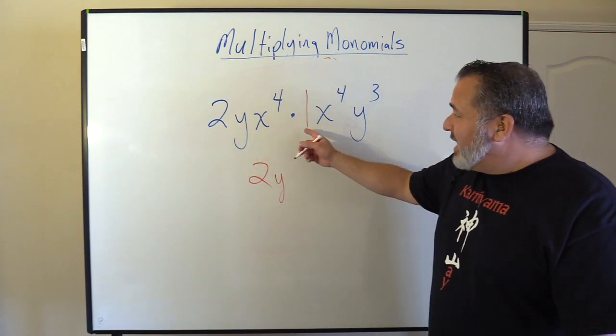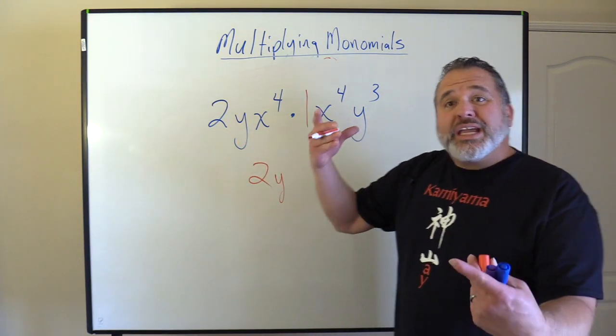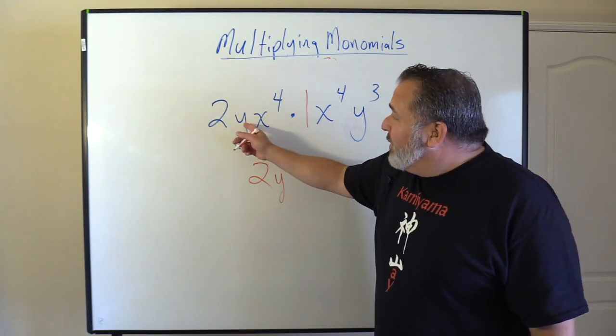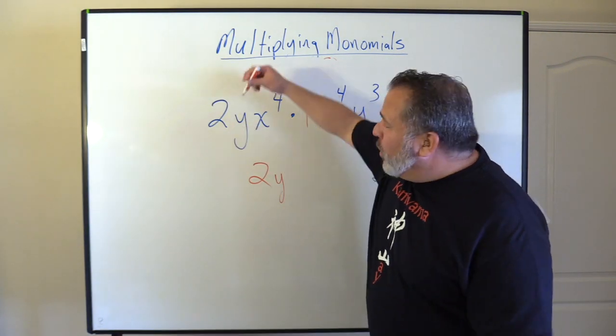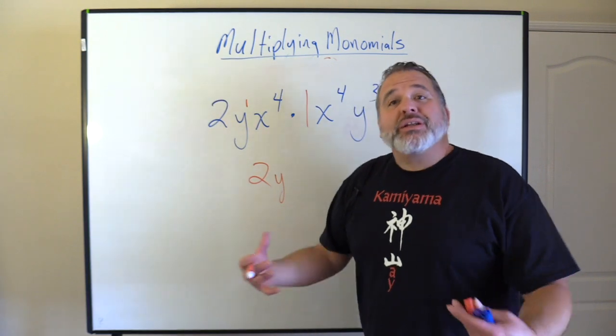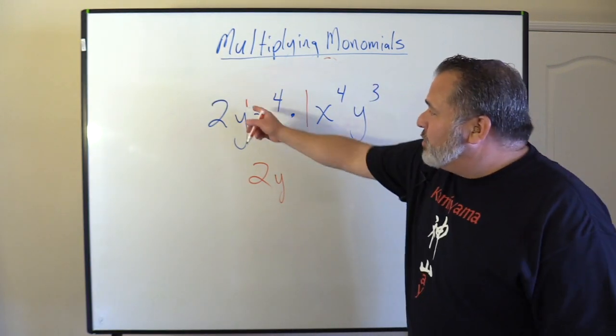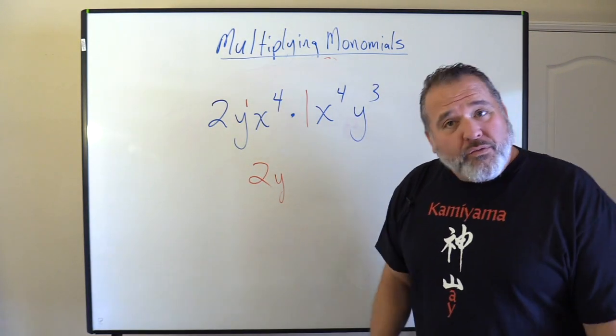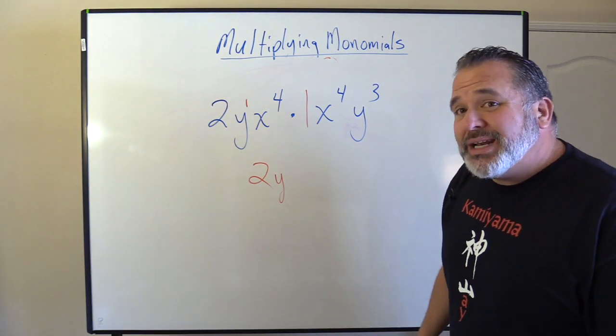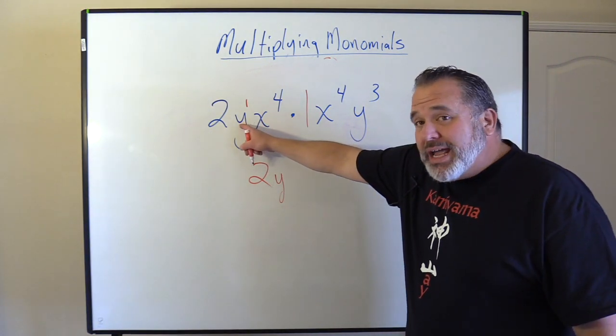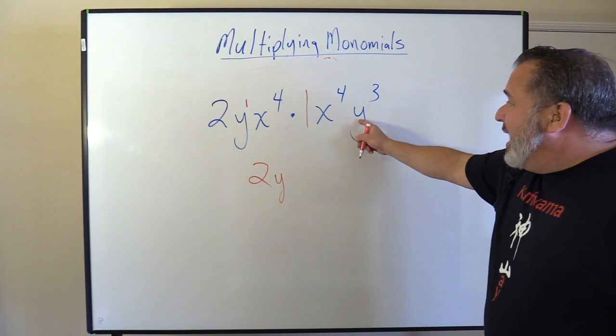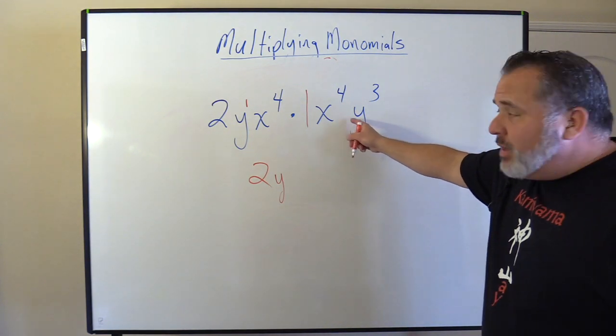Now remember, just like we put a 1 in front of the x, we can also put a 1 as an exponent for this y. Y and y to the first power are the same thing. So if it makes it easier to put a 1 for the exponent, go for it. Now how many y's do you really have? You have 1 y here, and you have 3 y's here.